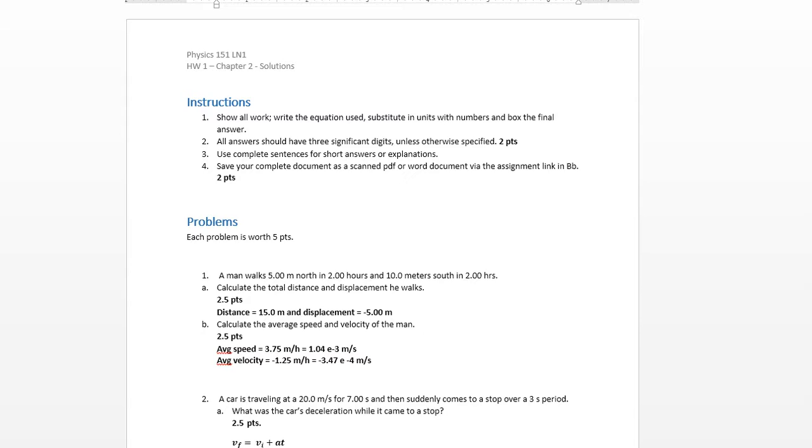Most people understood that distance was a total sum of the distances, but displacement was the change in position. And so you had to assign a direction to be north and one to be south. North is positive and south is negative. So when you add 5 to -10, you would get a displacement of -5 meters.